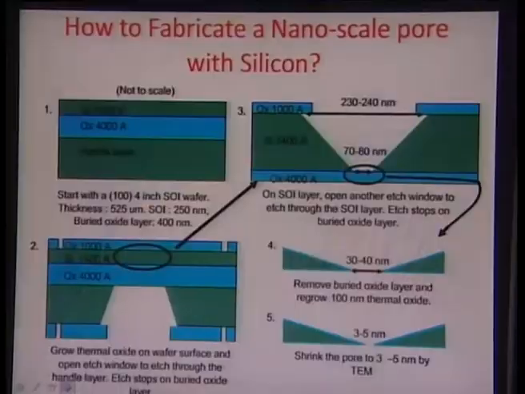So there are a few groups in the world which have developed some of these synthetic nanopores, and one of the strategies that people have normally followed is using a SOI, a silicon on insulator wafer, as I would be just illustrating in this particular example.